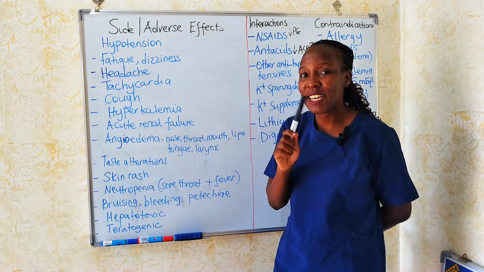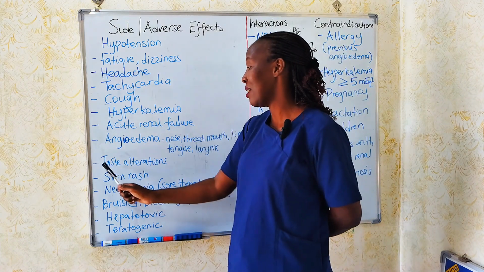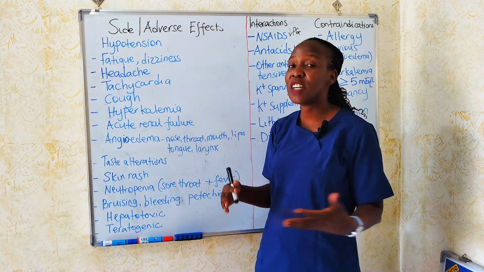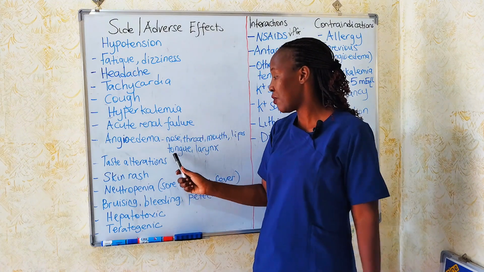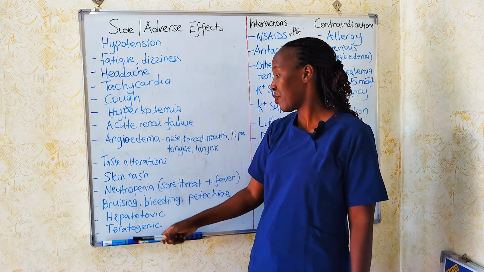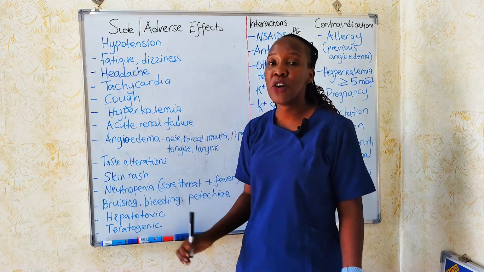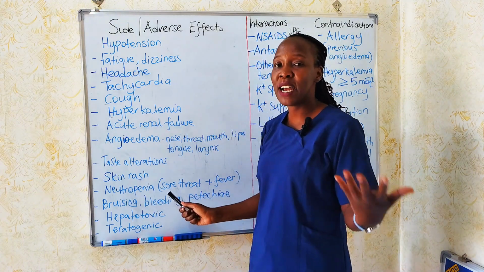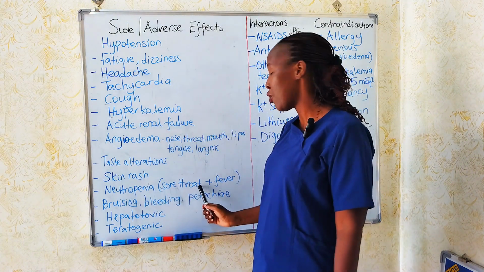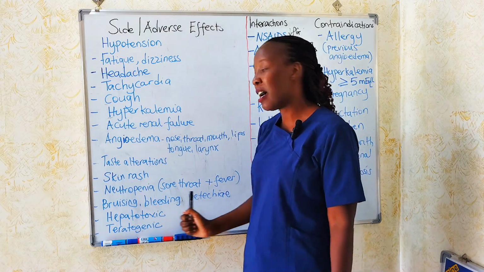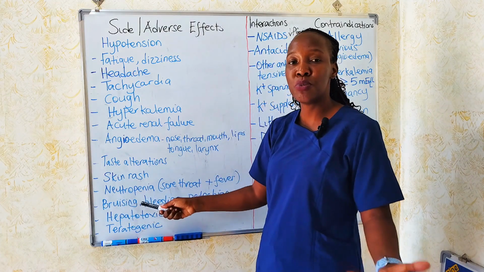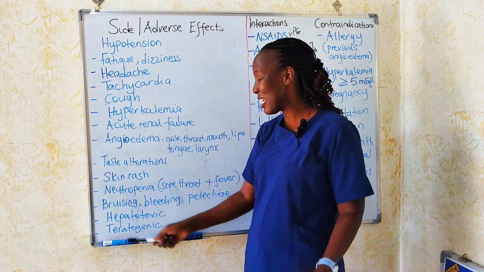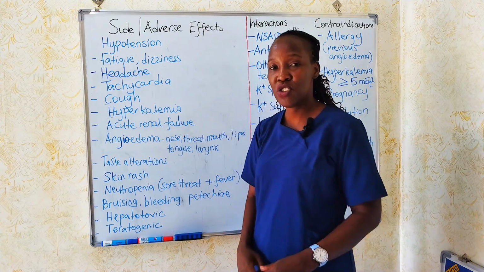Then also ACE inhibitors particularly tend to cause taste alterations. Some clients may say they actually have a loss of taste. So that's also very common. Skin rash, more like hypersensitivity. Then they also do cause blood dyscrasias like neutropenia. And for you to tell that the client might be neutropenic, they will complain of a sore throat. They may have a fever. Thrombocytopenia, which may predispose to bruising, petechial hemorrhages or bleeding. They are hepatotoxic. Then they are teratogenic.